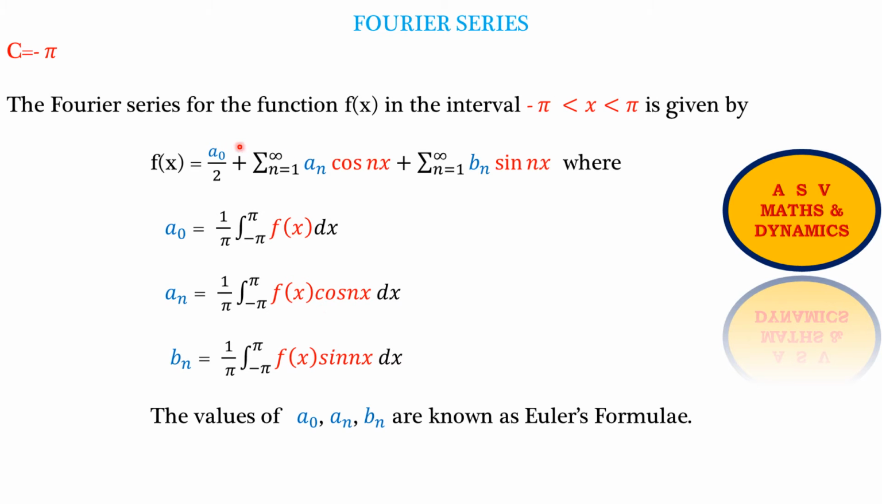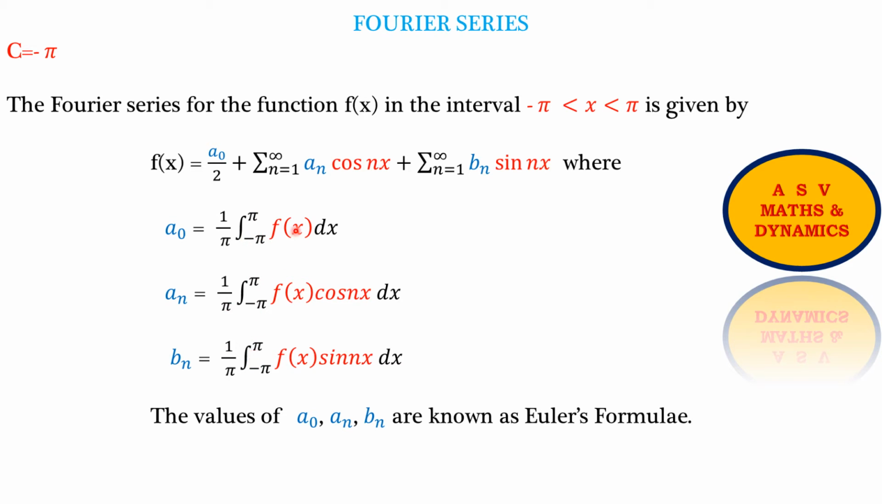Another one, c is equal to negative π. If you substitute in the interval, you can get a different interval, negative π less than x less than π. So the formula is the same for all the intervals, but the coefficients, the Euler formulas, are entirely different. What is the difference? In the interval the limits are negative π to π.